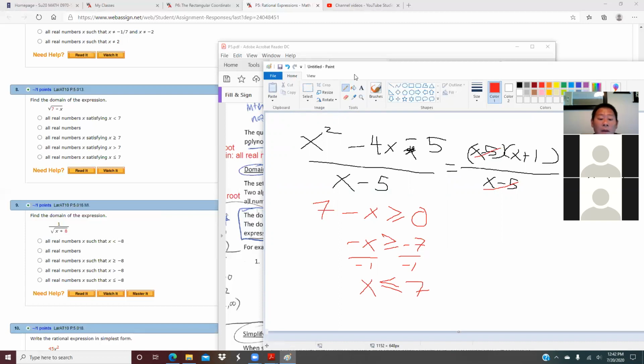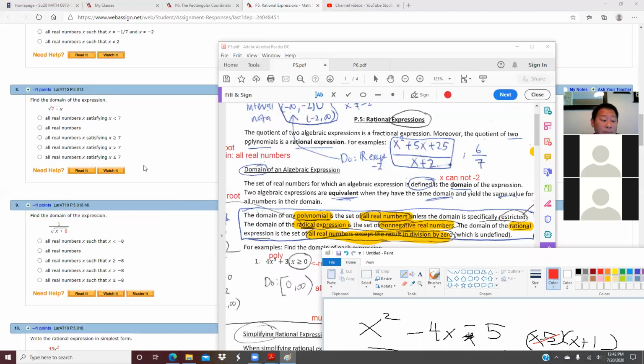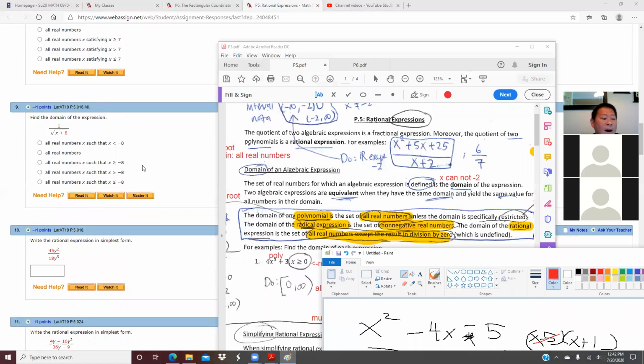Okay. You guys all right here so far? Okay. Now, number 9. This is a very difficult one, and this is the one I will come up with on your test next week. You've got a square root in the bottom.